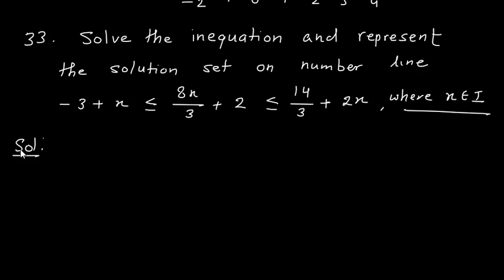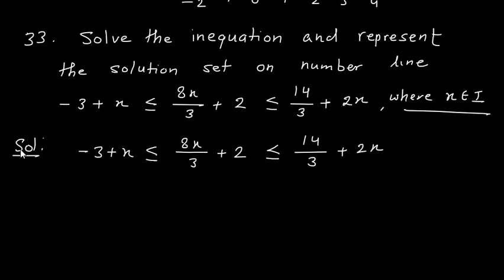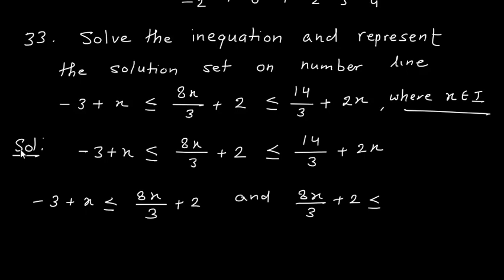So first let us write the given question. Minus 3 plus x, this is less than or equal to 8x upon 3 plus 2, and this is less than or equal to 14 upon 3 plus 2x. Now I will split into part. I will say that minus 3 plus x is less than or equal to 8x upon 3 plus 2, and I will say that this 8x upon 3 plus 2 is less than or equal to 14 upon 3 plus 2x.